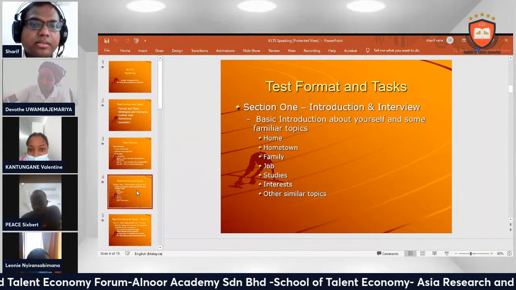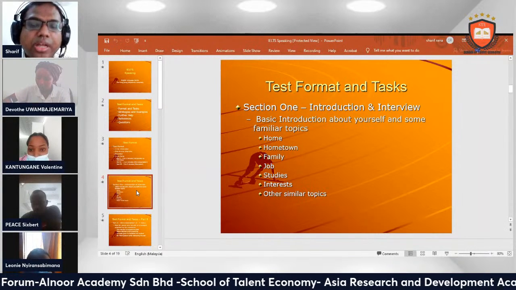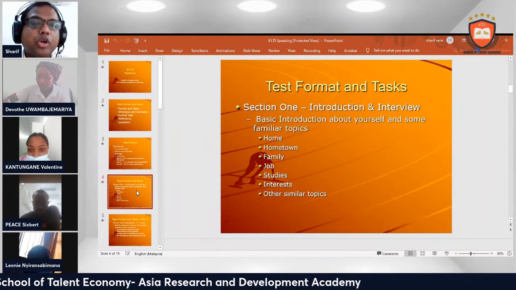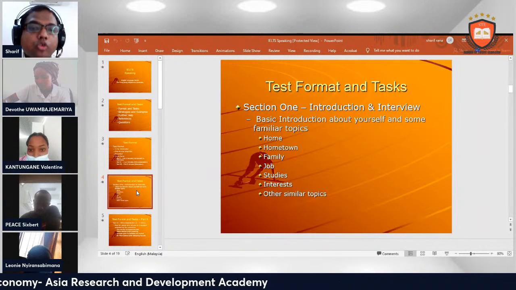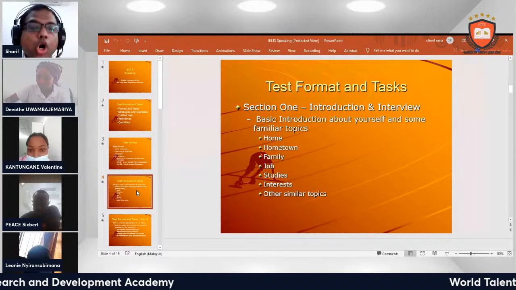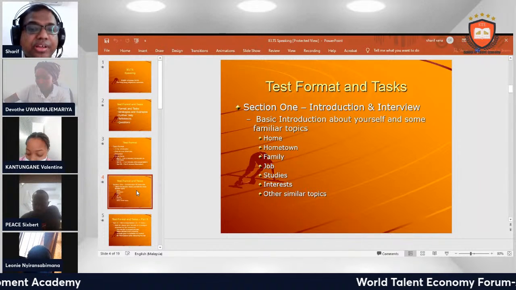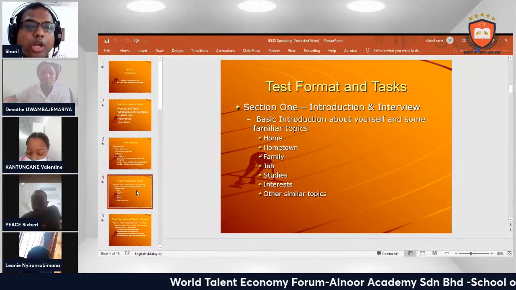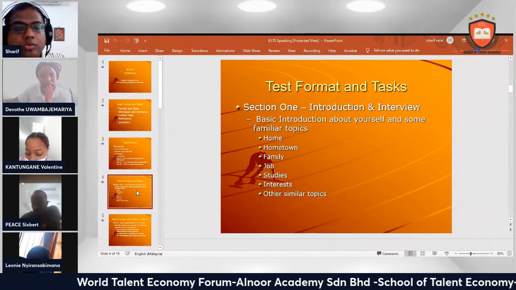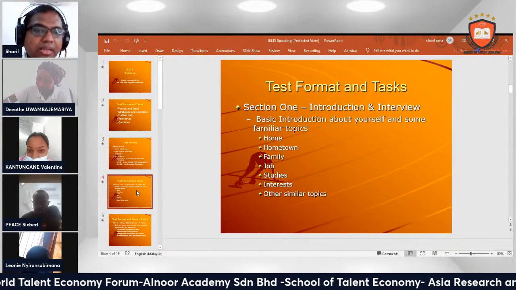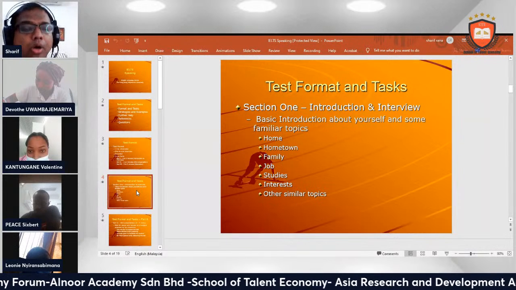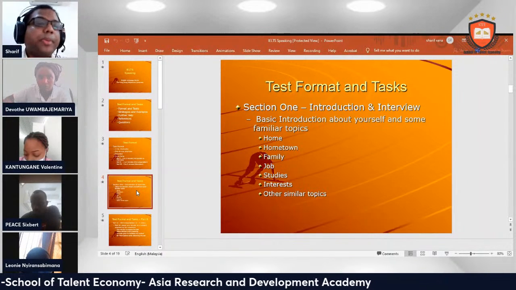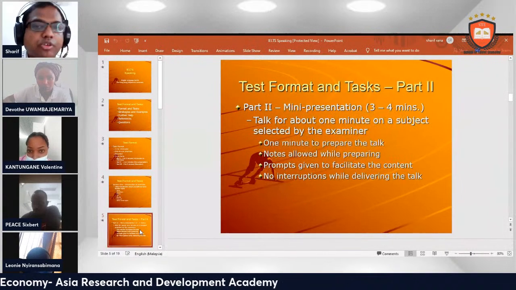Test format and task. Section 1, introduction and interview: a basic introduction about yourself and some familiar topics, such as home, hometown, family, job, studies, interests, and other similar topics. So where are you from? What is your hometown? What about your family? What about your job? What are your studies? What are your interests? Other similar topics you can discuss in the introduction part.